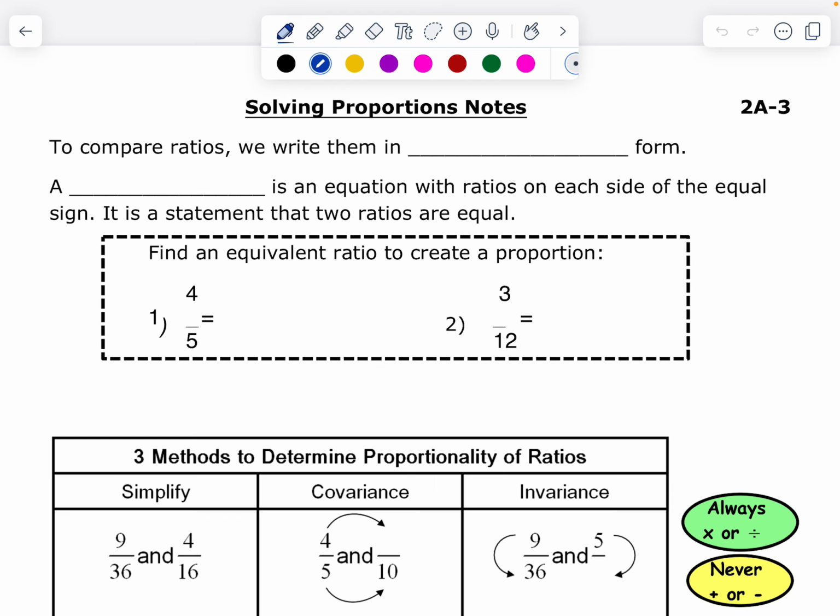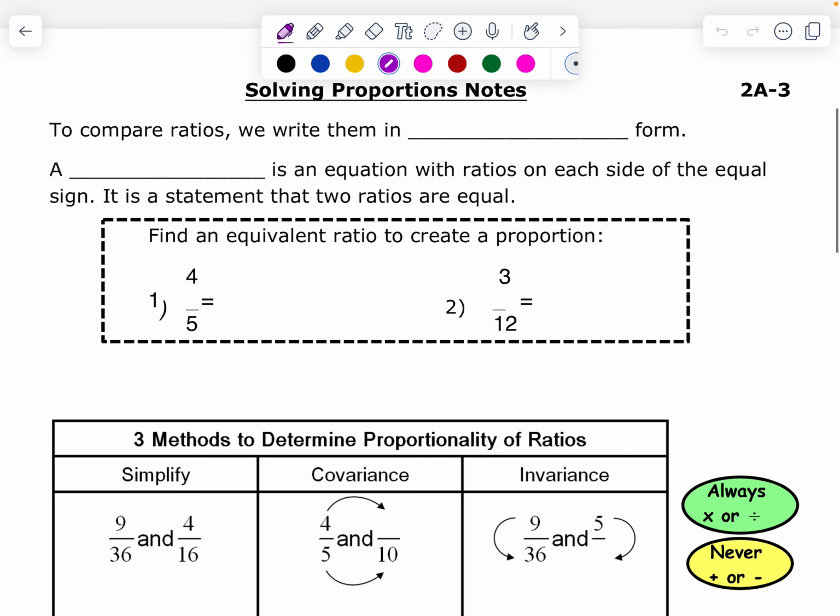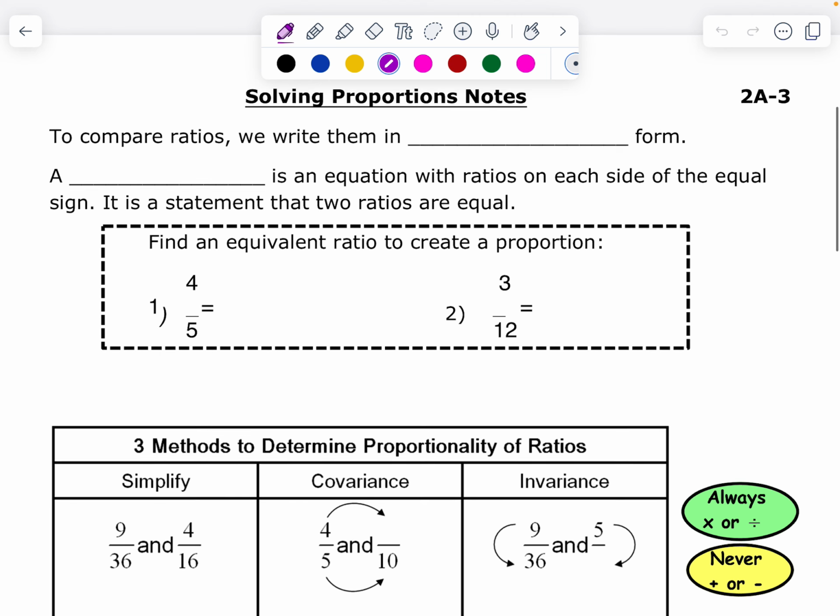So we are solving proportion notes. We've already talked about this once before, and we have 3 ways to determine proportionality of ratios and solve proportions. So to compare ratios, we write them in fraction form.